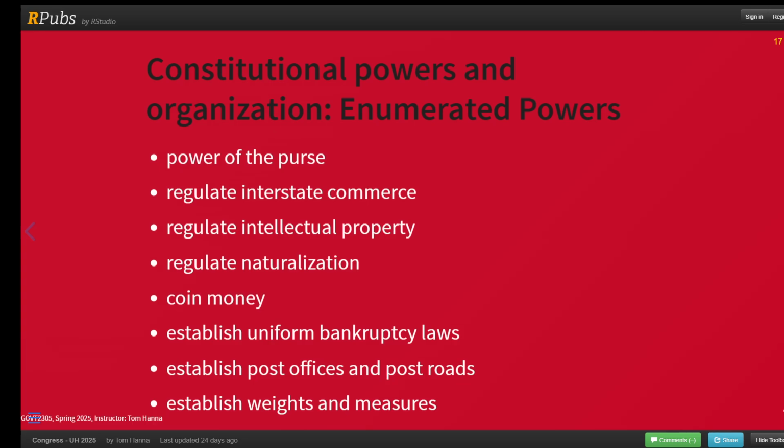So, enumerated powers. We've got the power of the purse. We've got the three big regulates where they're promoting things: regulate interstate commerce, regulate international intellectual property, and regulate naturalization. And then we have four other categories that have a lot to do with regulating interstate commerce, in that they're intended to promote business. So one is to coin money. Prior to this, any of the states could coin money, and sometimes even private banks could coin money.